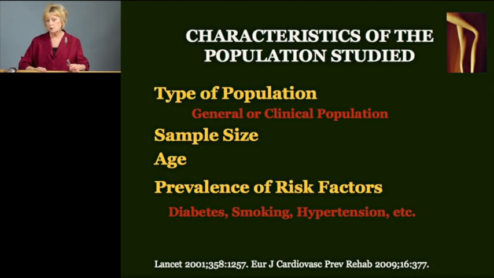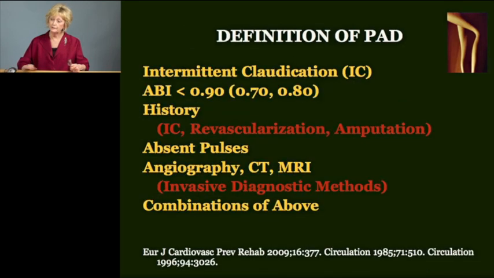In terms of the characteristics of the population studied, the type of population is important, whether it's a general or a clinical population, the sample size, of course, the age of that population, and the prevalence of risk factors in that population. In this case, the risk factors for PAD being diabetes, smoking, hypertension, kidney disease, etc.